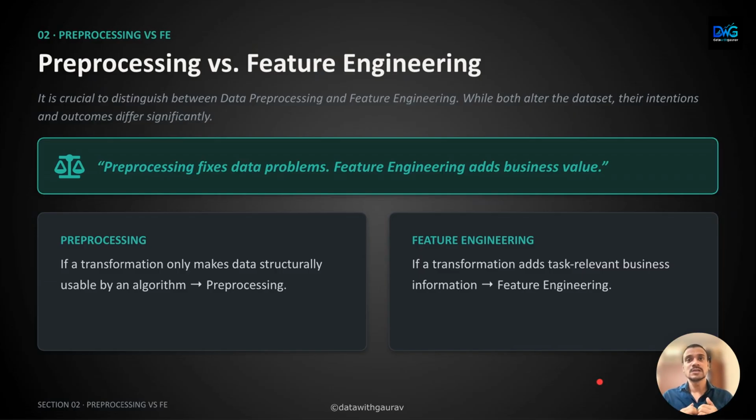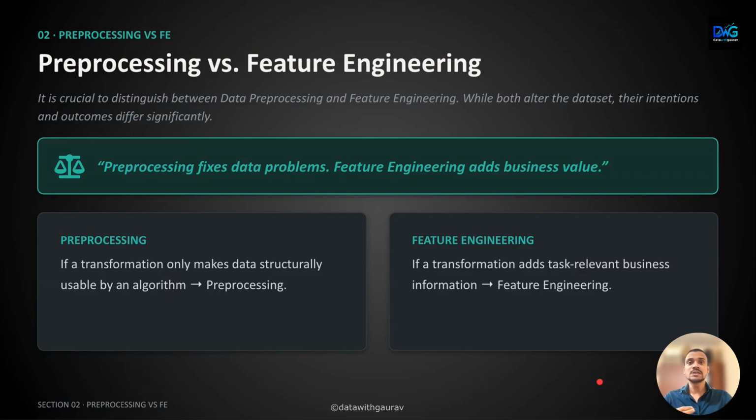So during pre-processing, we are focused on making the data cleaner and more usable. This includes handling missing values, removing duplicates, correcting inconsistencies, or scaling numerical values so that the algorithm can process the data correctly. Whereas feature engineering, on the other hand, goes a step ahead. Instead of just cleaning the data, it creates or transforms features in a way that helps the model better understand the underlying problem and make more accurate predictions.